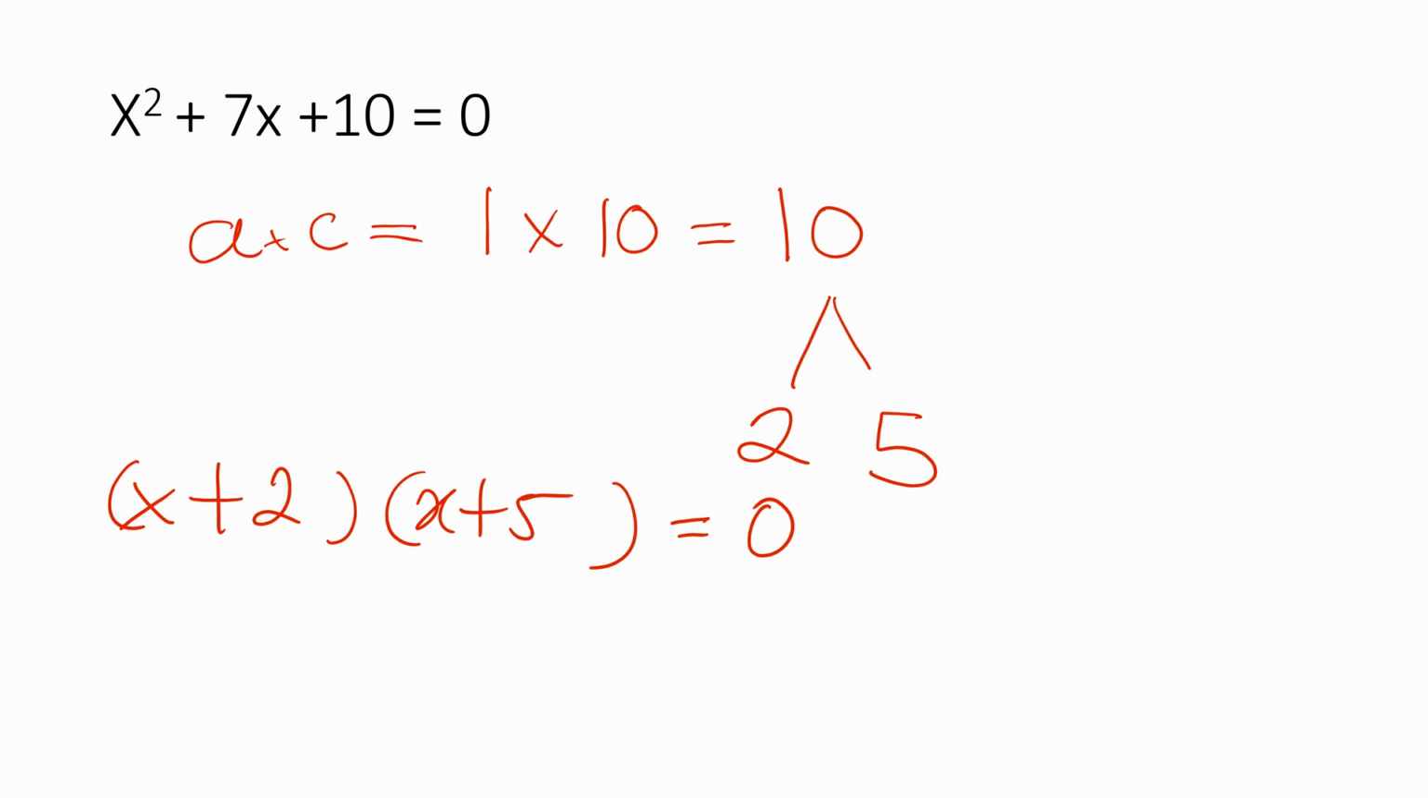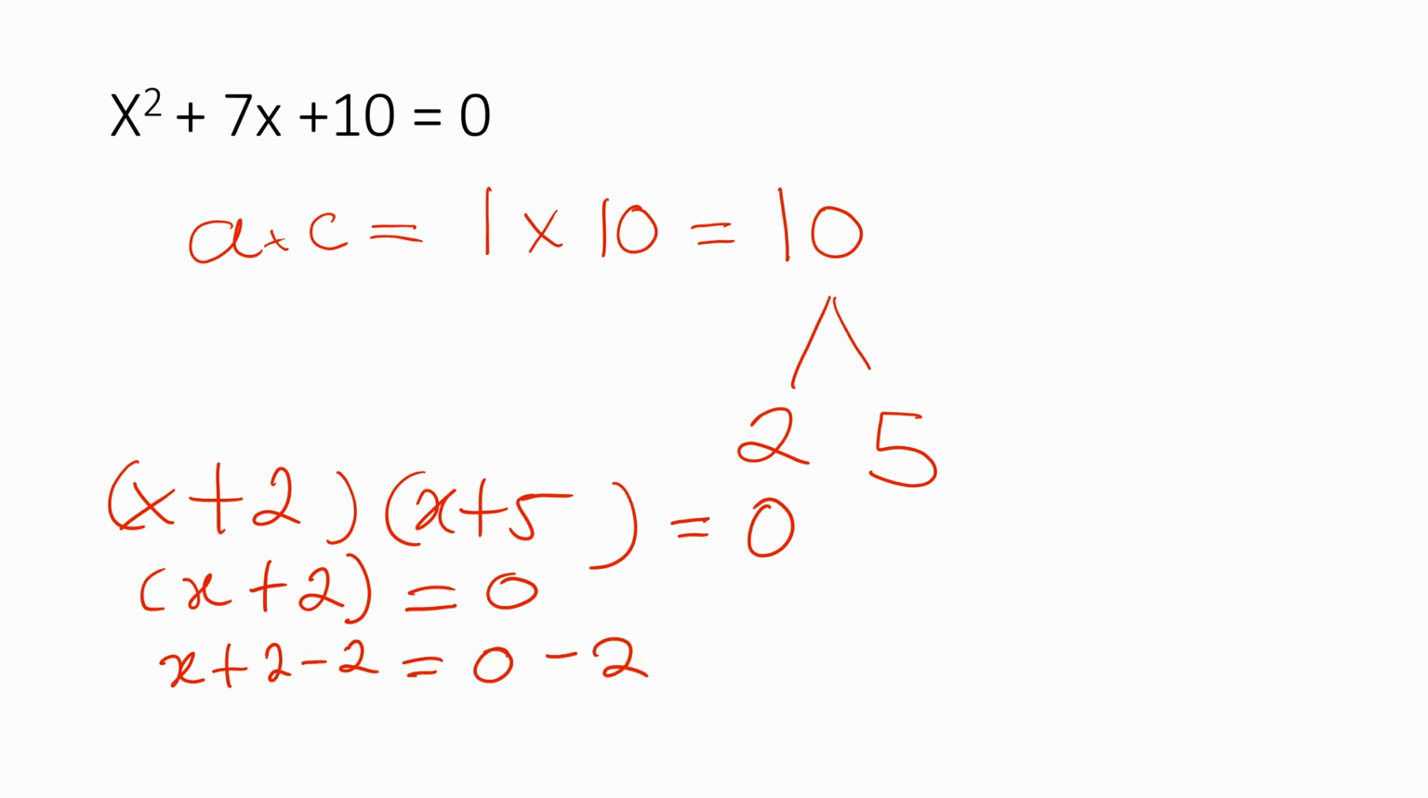And so because all of them are set to 0, we can pick the individual brackets and match it to 0. So we do x plus 2 equals 0, and then we solve for x. So to solve for x, we can subtract 2 from both sides. So that would be x plus 2 minus 2 equals 0 minus 2. So the plus 2 and minus 2 cancel out. Then we've got x equals 0 minus 2, which gives us minus 2.